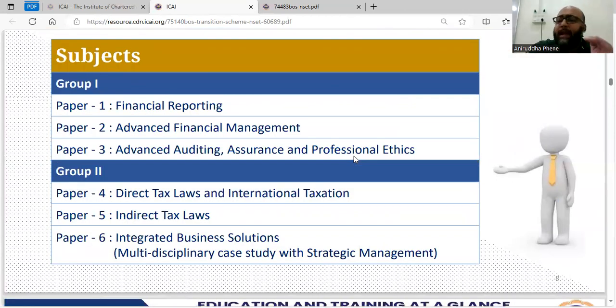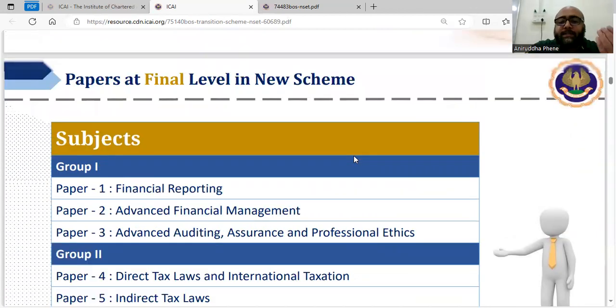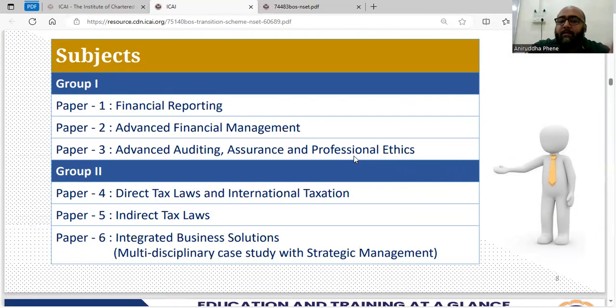Now looking at this, it feels actually very easy. Obviously it's not, but earlier it was like 8 big subjects. Now CA final, you just see 6 subjects. Financial reporting is same. Financial management also looks same. Obviously there might be some changes, but the subject is same. Advanced auditing, assurance, professional ethics, I think the subject is same. They have removed law from it. Law has gone to self-paced.